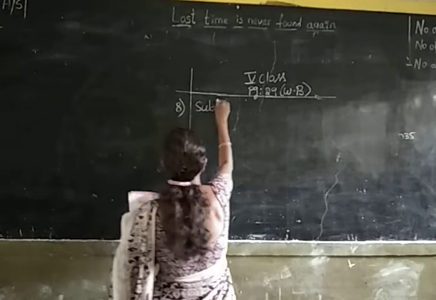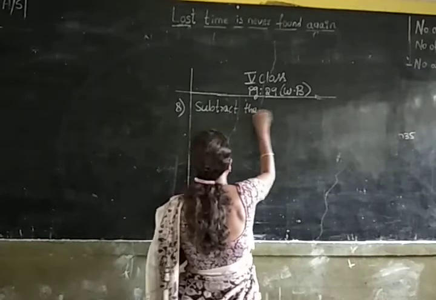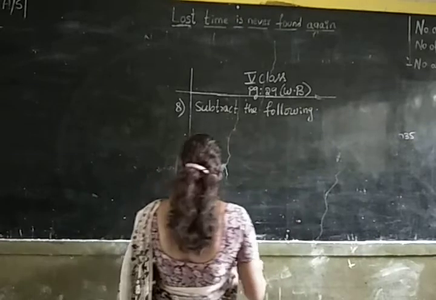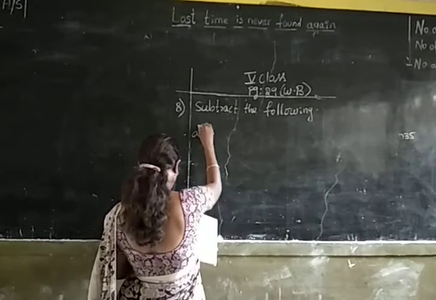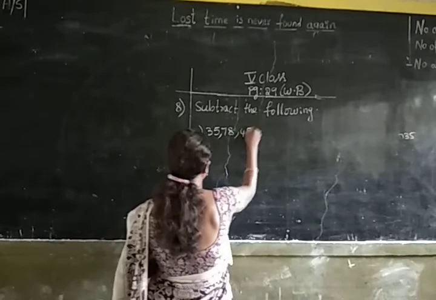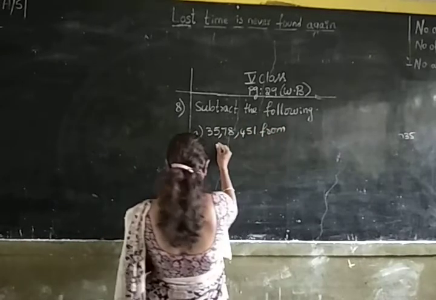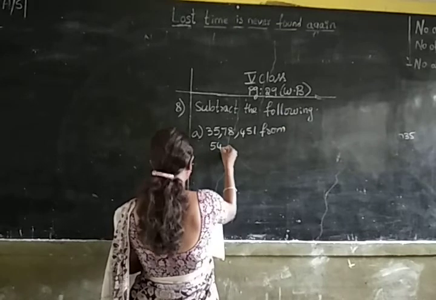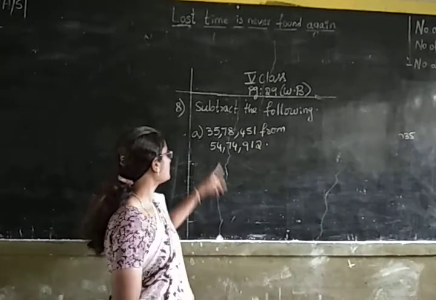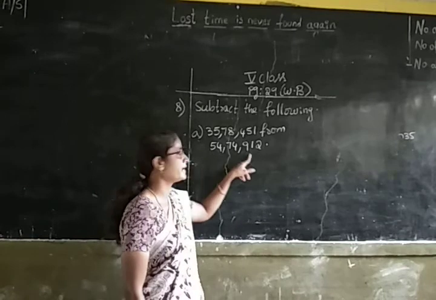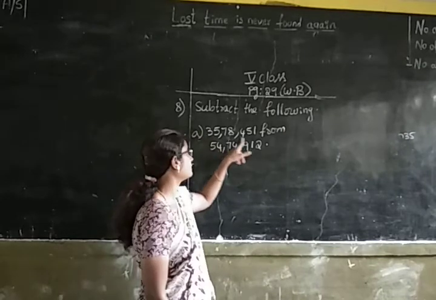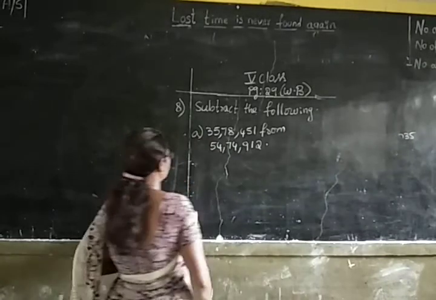Subtract the following. The first question is 54,74,912. So here, which is the big number? 54,74,912 is the big number. So you have to write this number first, and afterwards you have to write 35,78,451. Okay children, first let us write down the places.